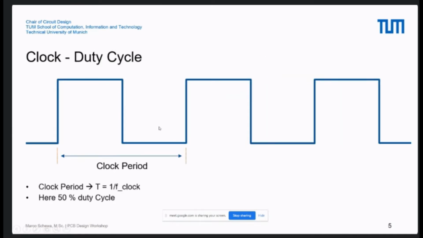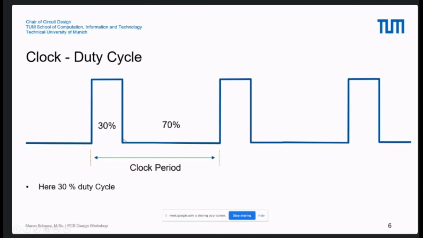So now one thing is the duty cycle. The duty cycle is the percent area of this one compared to this one. For example, here we have 50% high, 50% low, and this is one clock period, so from one high and one low. And if we have a 30% duty cycle, then we have here 30%, here 70%. I think this is more important for PWM signals. So for our clock signals, it's not so important.